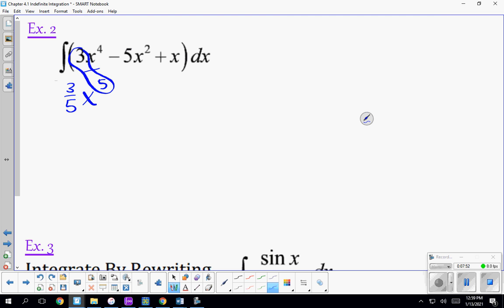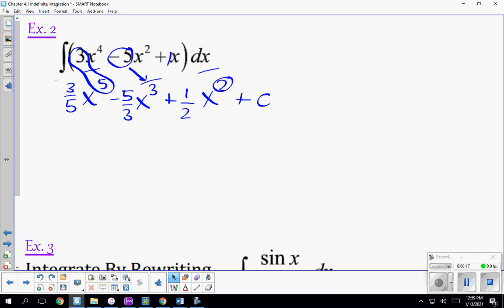In the next term, we're going to add 1 to that exponent. So we get x to the 3rd. Again, this right here shows me I'm taking -5 divided by 3. So -5/3. And finally, out here we'll have x squared. There's a coefficient of 1. That turns into 1/2, 1 divided by 2. And then just don't forget we have plus c. Okay? And we're going to stop there for this video.